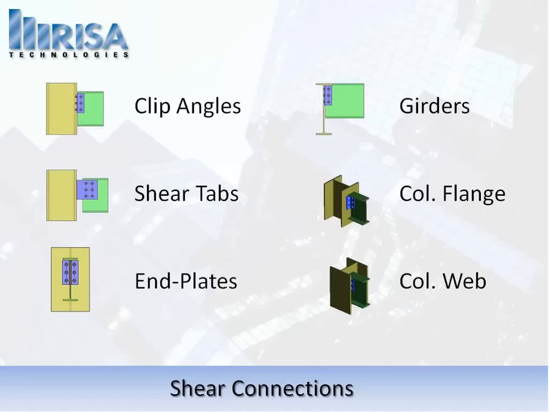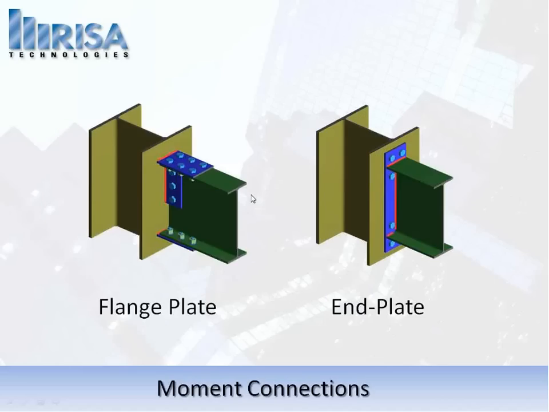You have the capability of doing wide flange shear connections using clip angles, shear tabs, and end plates. You also have the capability of putting beams to girders, column flanges, or column webs. Now moving into the moment connections, you can see we have two primary types of moment connections here. We have the flange plate, and we have the end plate.